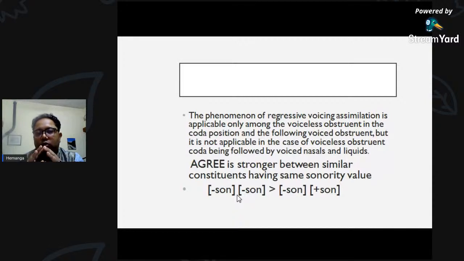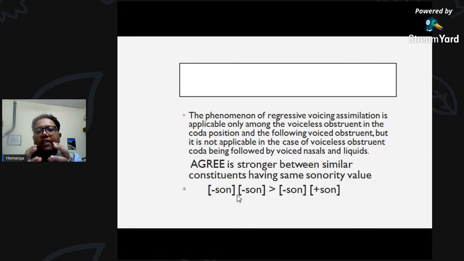But if we look at this data, we come to the conclusion that the phenomenon of regressive voicing assimilation is applicable only among the voiceless obstruents in the coda position and the following voiced obstruent, but is not applicable in the case of voiceless obstruent codas being followed by voiced nasals and liquids.